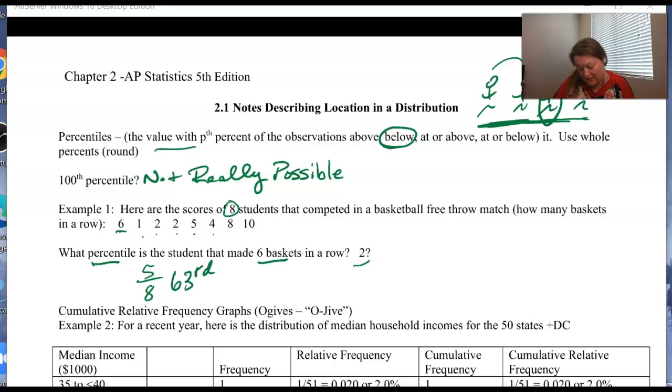Okay, and then if they only made 2, this is the person I care about. The person underneath that 2 would be only 1. So this would be 1 out of 8, and that would be the 13th percentile. So it's always below that person, right?